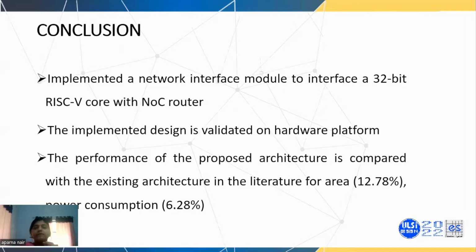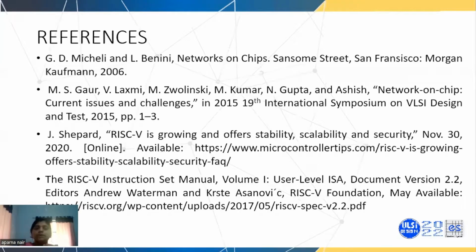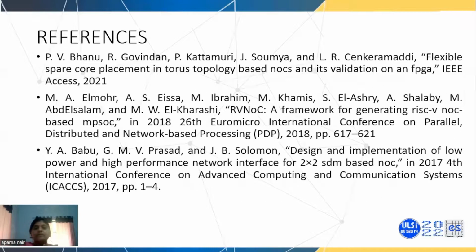We have implemented a network interface module to interface a 32-bit RISC-V core with the NOC router. The design has been validated on the Z-board hardware platform. The performance parameters of the proposed architecture have been compared with the existing architecture in the literature, and we could find that our design has an improvement in area of around 12.78% and in power consumption of around 6.28%. These are the references that we have used.